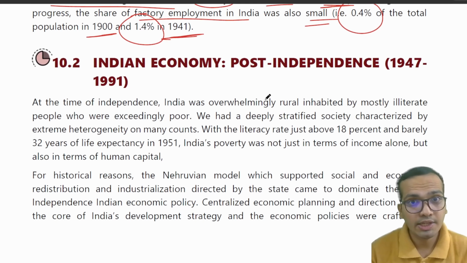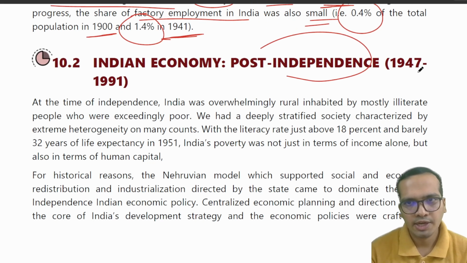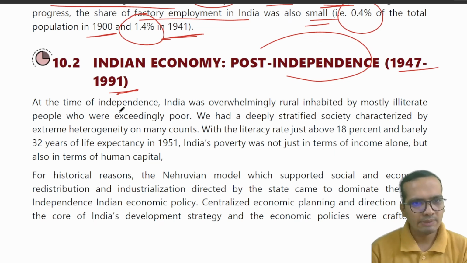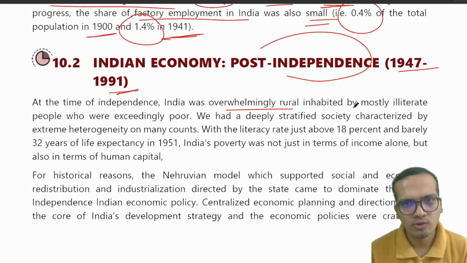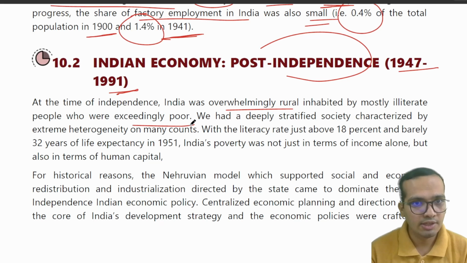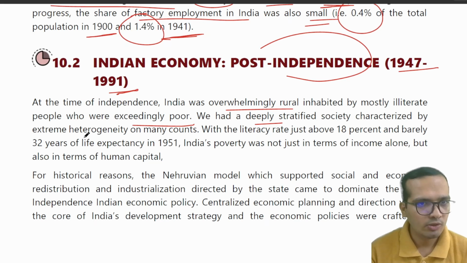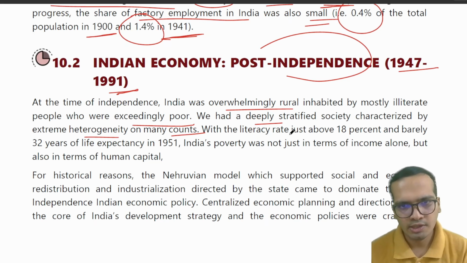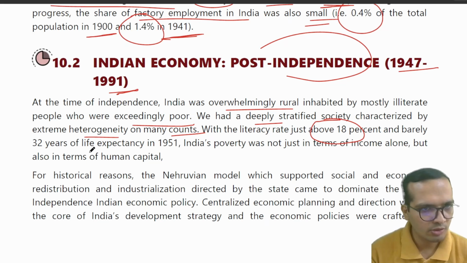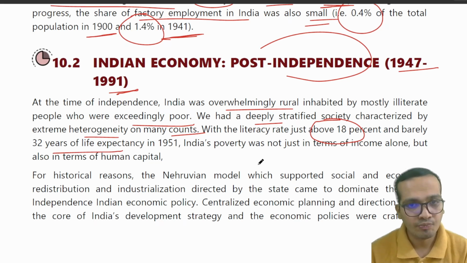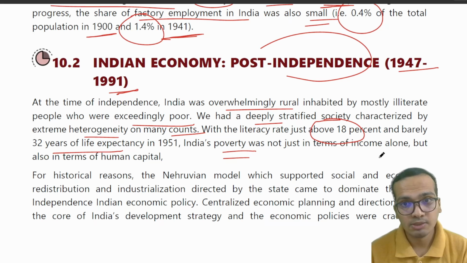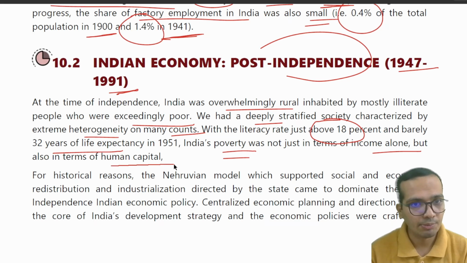Then we have the Indian economy post independence, 1947 to 1991. At the time of independence, India was overwhelmingly rural, inhabited by mostly illiterate people who were exceedingly poor. We had a deeply stratified society characterized by extreme heterogeneity on many counts. With the literacy rate just above 18%, hardly 18% literate थे, and barely 32 years of life expectancy in 1951, India's poverty was not just in terms of income alone, but also in terms of human capital.